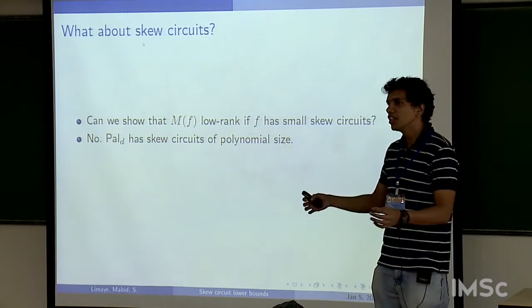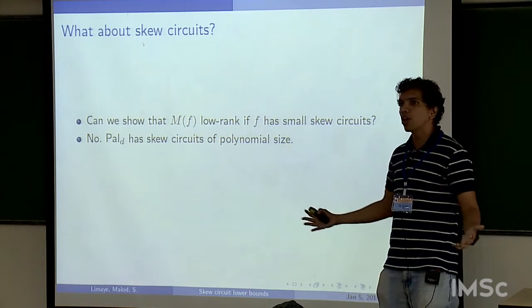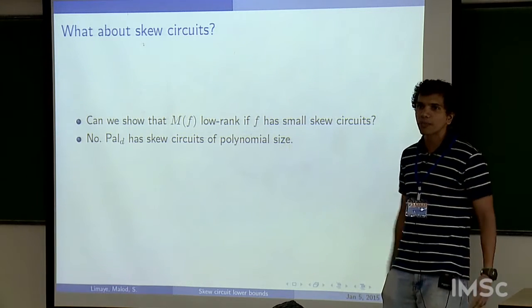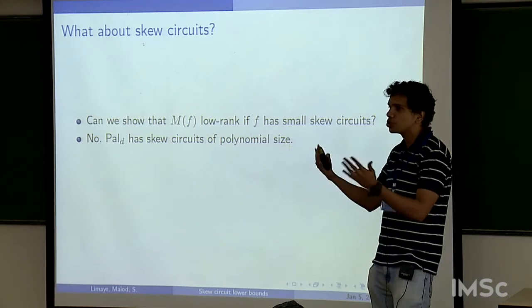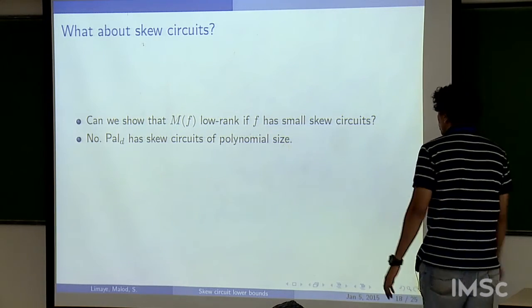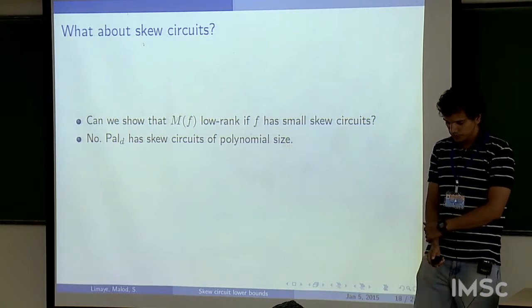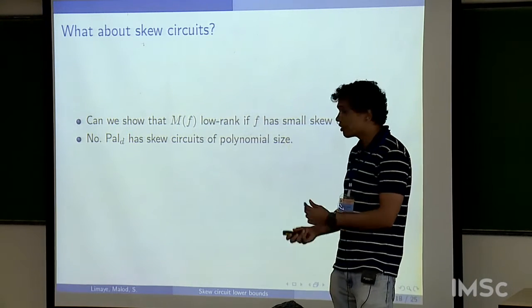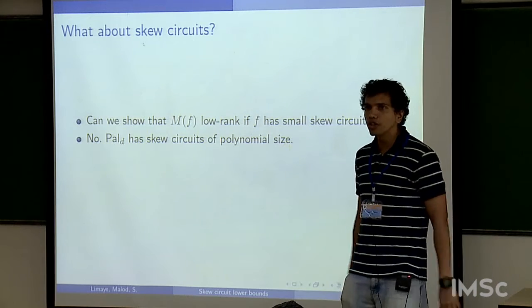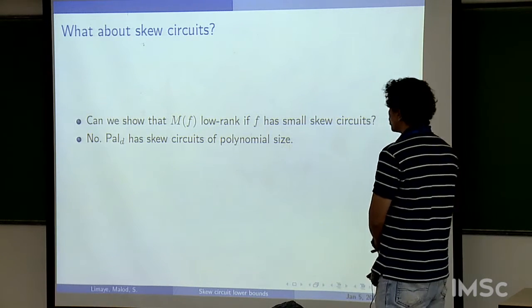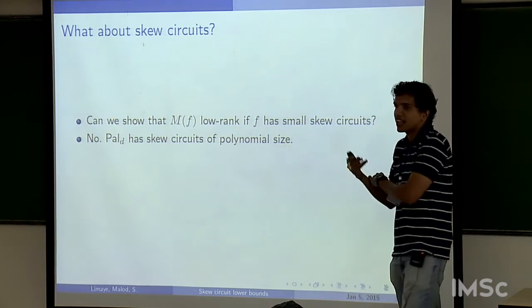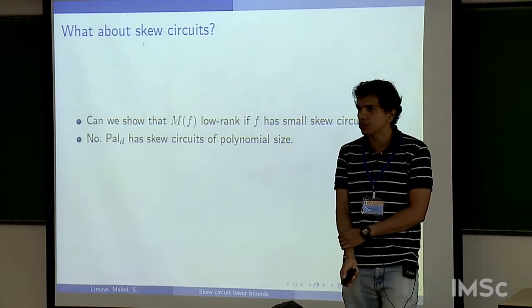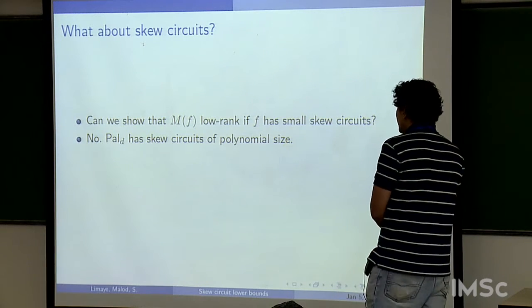There's a simple exercise about skew circuits. We just think about it: construct the palindrome polynomial using the CFG for the palindrome CFL. Just use the CFG idea, and you can easily come up with a skew circuit for this palindrome polynomial. So this polynomial has skew circuits of polynomial size. Nevertheless, we saw that M of f is full rank. The rank is as large as it can be. So of course, this proof technique, at least as is, does not yield lower bounds for skew circuits. So what does yield lower bounds for skew circuits?